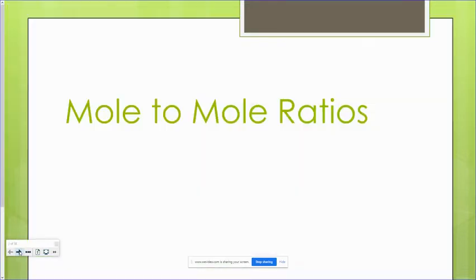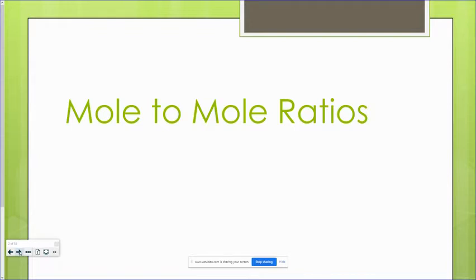So here we go. First of all, we're going to talk about mole to mole ratios. And we talked in chapter 10 about what a mole was. We talked about how if we look at the periodic table, we can determine, for example, if we wanted to measure out a mole of aluminum, we'd measure out 27 grams of aluminum. So that's essentially what a mole is. It's 6.02 times 10 to the 23rd of anything. We typically use it for very small things like molecules or atoms.